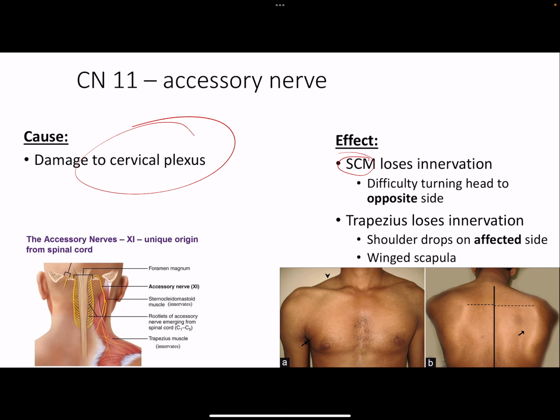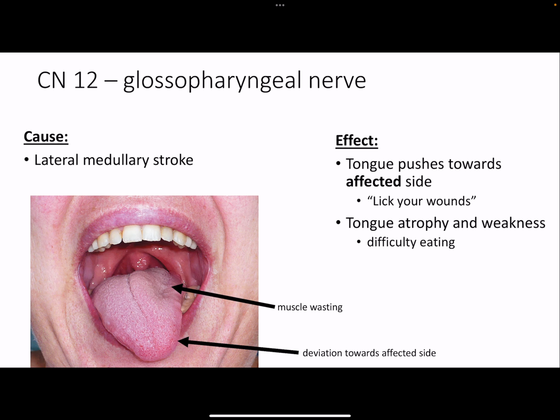And then the trapezius. So I guess if we're looking at this right here, the trapezius for shrugging your shoulders is going to be damaged. So your shoulder is going to drop on this side. Notice how this is lower than this. And it's also going to cause a winged scapula. So the trapezius, winged scapula, and the shoulder is going to be lower. And the SCM damage can turn your head to the opposite side.